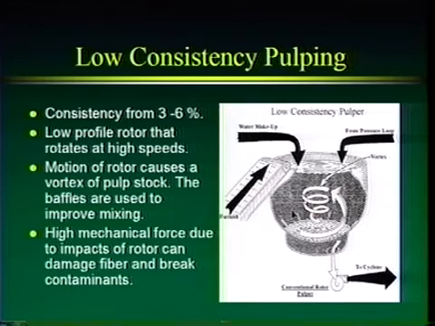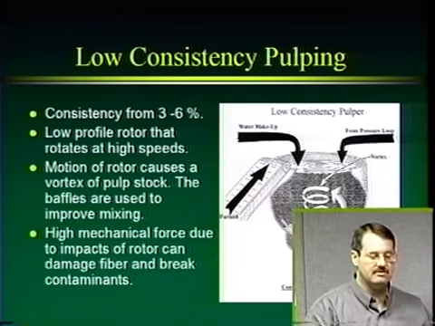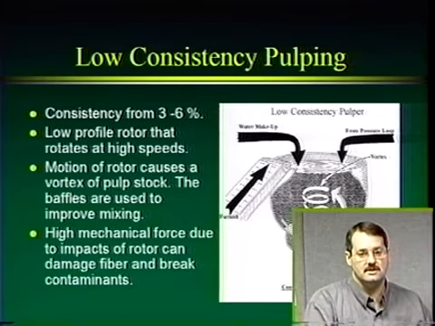Low consistency pulping, with the high mechanical forces due to the impacts of the rotor, can damage fibers and break contaminants. So there is an issue with low consistency pulping of breaking fibers. Typically, low consistency pulping is used for tough fibers, and I'll say this right now, tough fibers being unbleached OCC.